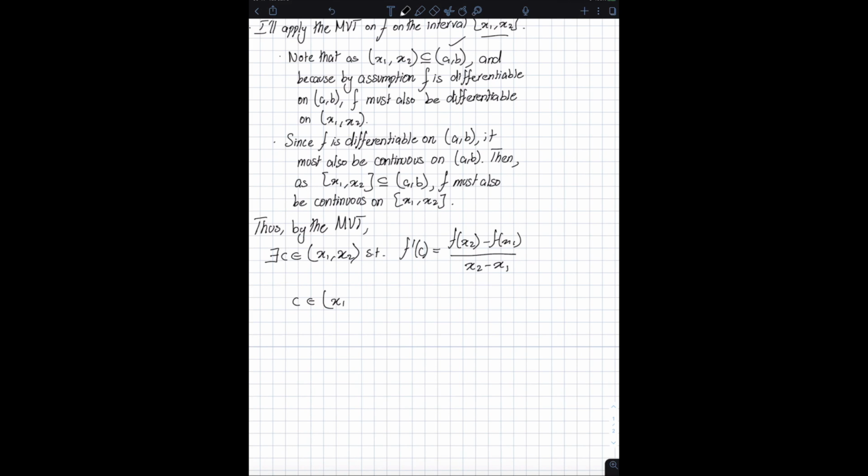Since c is actually coming from the open interval x1 comma x2, which is a subset of the open interval a comma b, and we know that for any point on the open interval a comma b, the derivative must be greater than 0. So this is f prime of c. This is the derivative at some point on the open interval a comma b. So this must, by our assumption, be greater than 0. Why? Because at all points on the open interval a comma b, the derivative is greater than 0. C is a point that comes from the open interval a comma b. Thus, the derivative of the function f at c must be greater than 0.